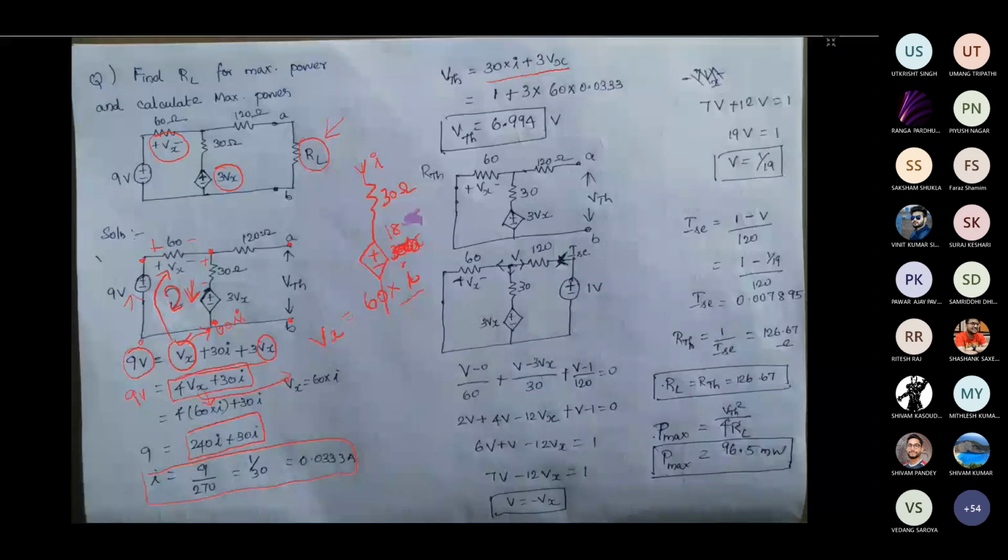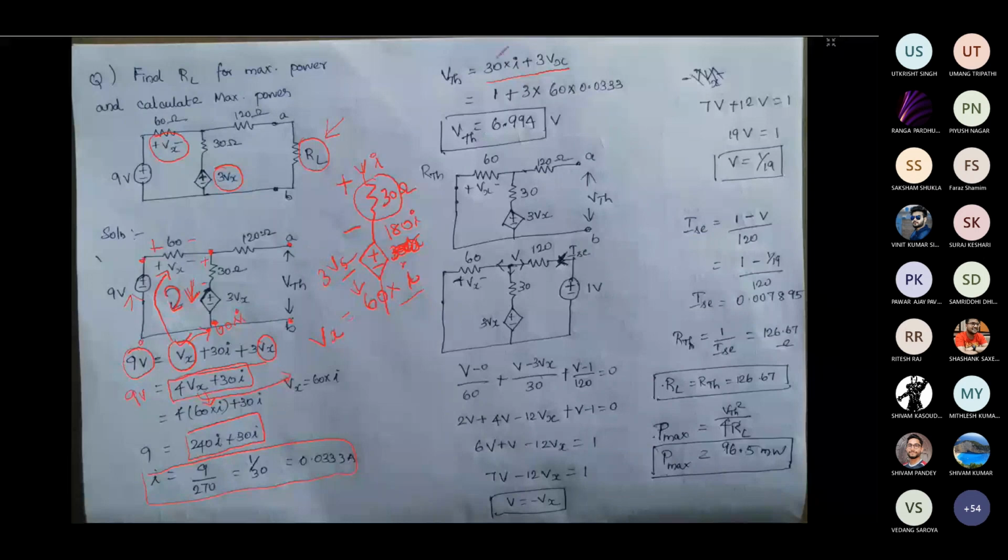Or you can also write 3 Vx. I have explained in detail here. So this Vx is nothing but 60 into I. The current is entering here. The voltage across this 30 ohm resistor is 120 volt. The current is entering the positive polarity because wherever current enters, we will consider it as a positive polarity.